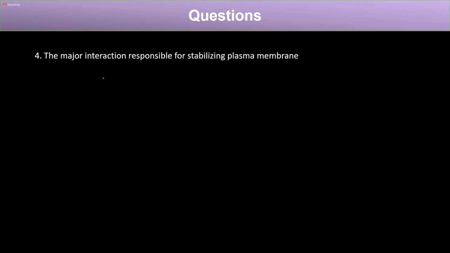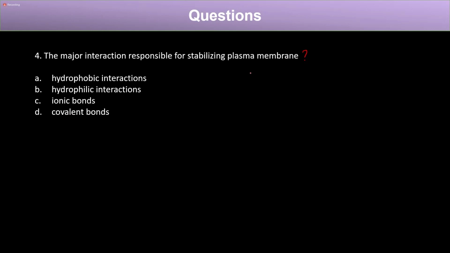Now the third question is, what are the major interactions responsible for stabilizing the plasma membrane? We just saw that the plasma membrane is made up of a lipid bilayer, right? And these lipids interact with each other. With what force? They interact with each other via hydrophobic interaction. So the correct answer will be hydrophobic interaction.